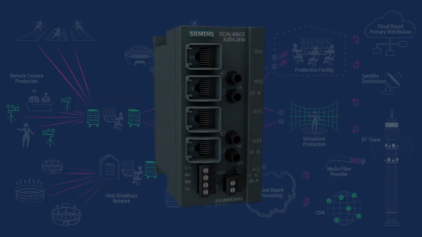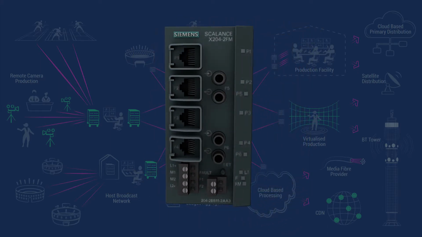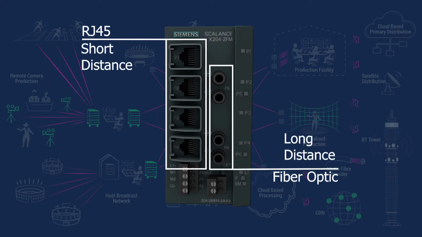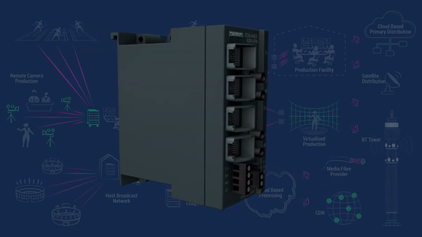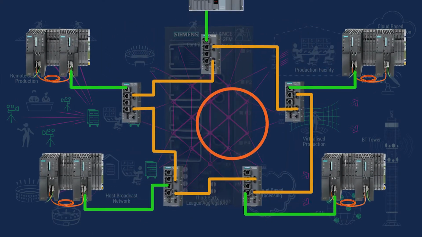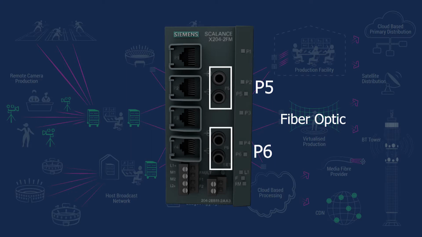For explanation, I will use Siemens Scalance X204-2 managed network switch because it has options of RJ45 connectors for short distance communication and fiber optic connectors for long distance communication. Working principle of ring network topology is almost the same for all network switches. As the name suggests, all network switches connect in ring shape. Default ring ports of X204-2 are P5 and P6. These are fiber optic ports. For RJ45, it has P1, P2, P3 and P4 ports.